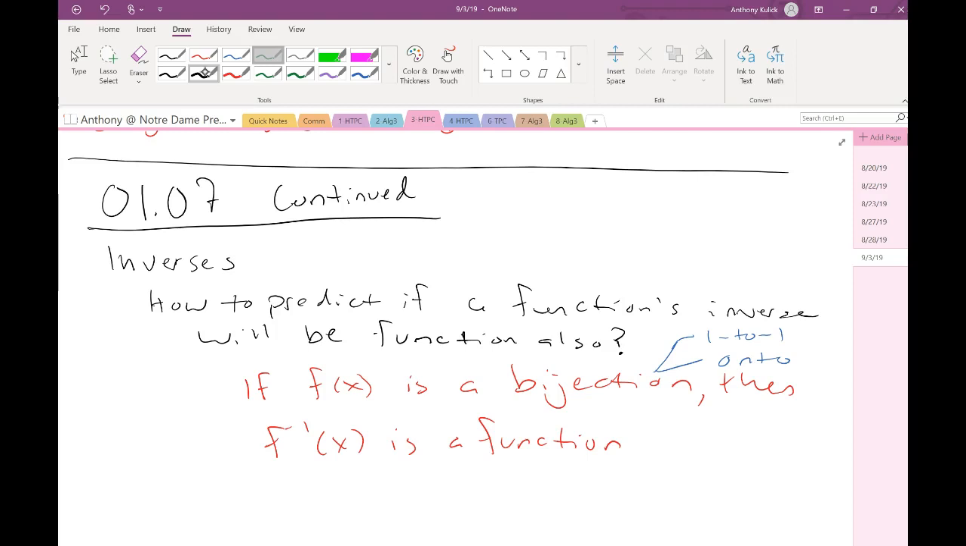Everybody vaguely recall this from last time? I'm just doing a little bit of recap because it's been at least 4 days, right? That was a long time. All right.